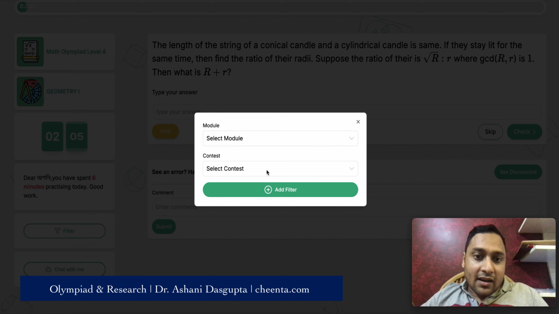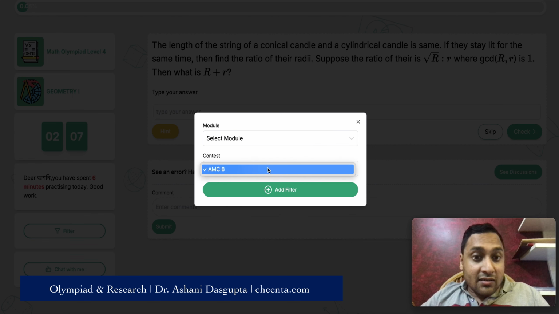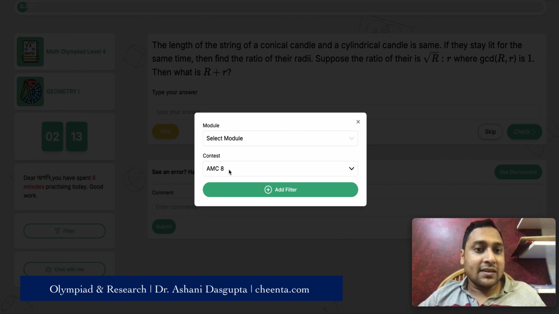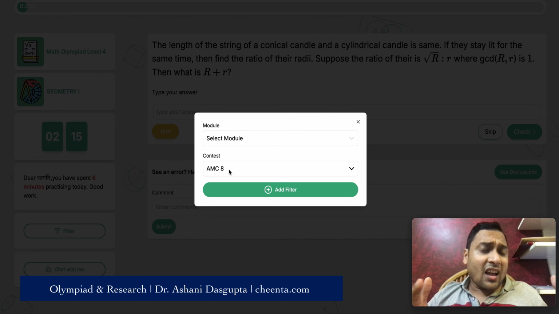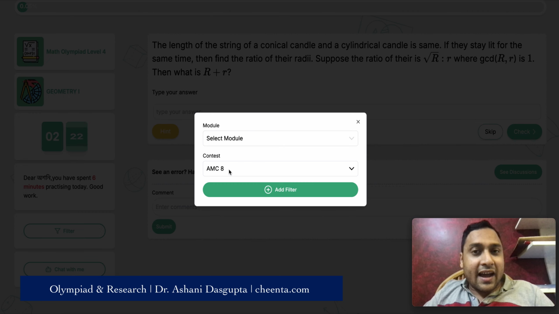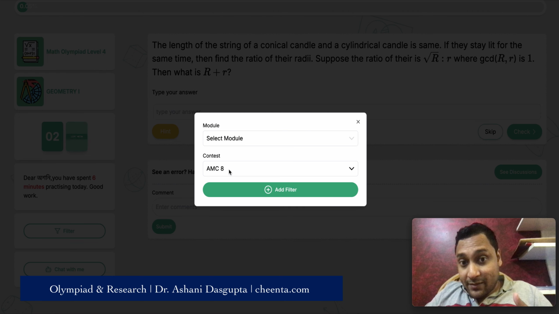Similarly, you can actually solve by contest. So for example, if you just want to solve AMC 8 problems, there are other contests that are coming up as well. For example, you could just solve Math Kangaroo problems, or you could just solve ISI entrance problems depending on your goal. You can do that as well. You can add those filters and then you can solve problems accordingly.